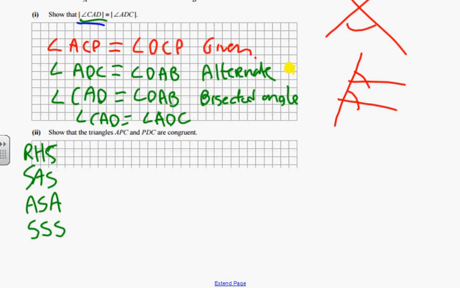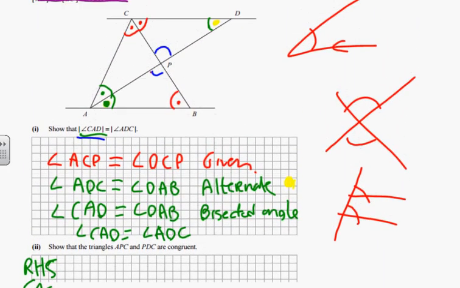Now, I want to prove that APC and PDC are congruent. APC, A to P to C, is the one on the left, and what's the other one? P to D to C. So I'm just going to mark them off in different highlighters here. I use blue for this one, that one there, yeah? And I wanted to make sure that it's the same as APC, which is this one here.